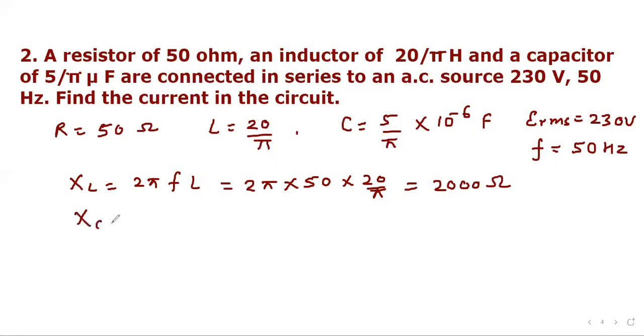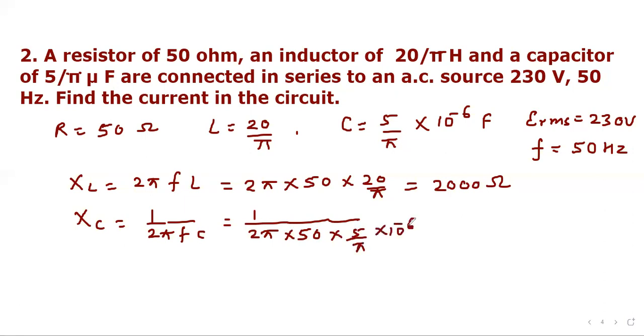Similarly, XC is equal to 1 upon 2 pi FC. We put the values, 1 upon 2 pi into F is 50 into C is given as 5 upon pi into 10 to the power minus 6. So this will become again 2000.